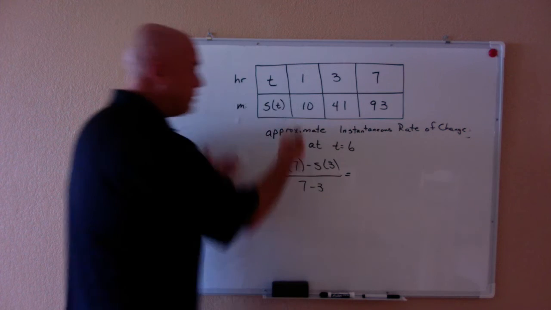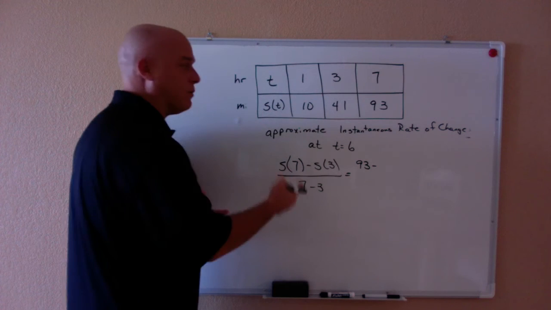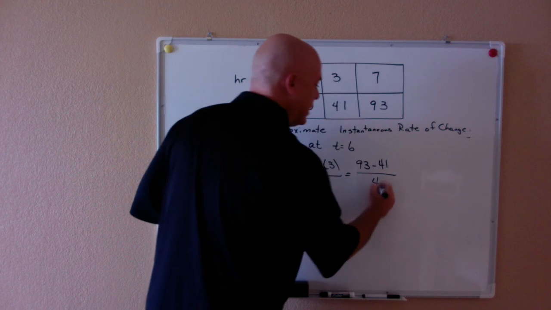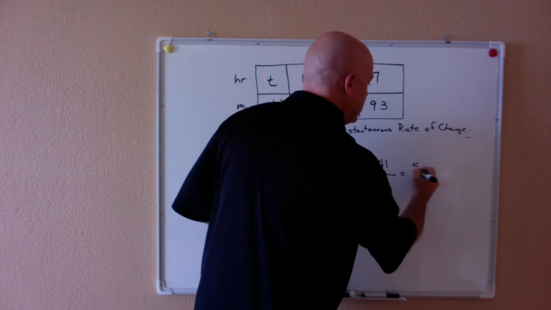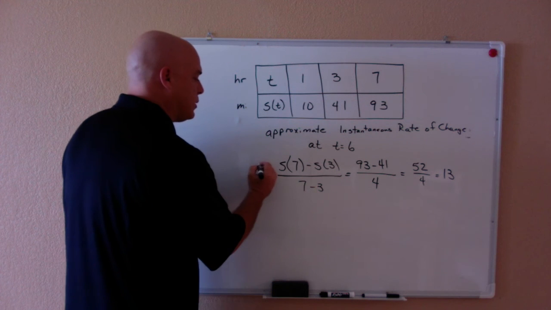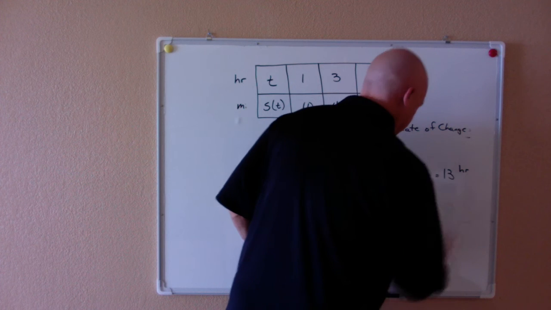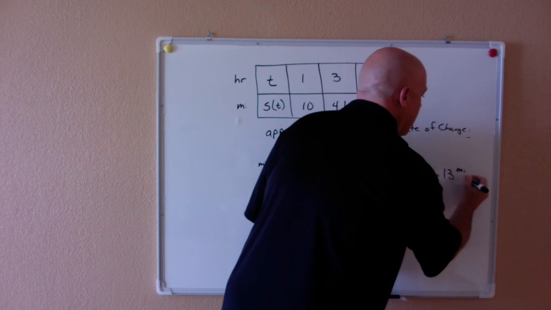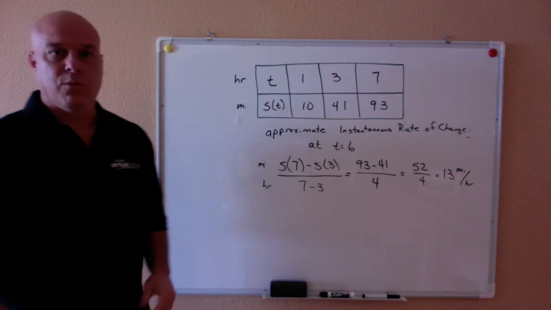And when I evaluate this, I'm just pulling data from the table. S of 7 was 93. S of 3 was 41, divided by 7 minus 3, which is 4. And of course, I can subtract that, and I get 52 divided by 4, which will be 13. And remember, this was in miles, this was in hours, and so now I know that this was a relatively slow-moving car moving at approximately 13 miles per hour at time equals 6.